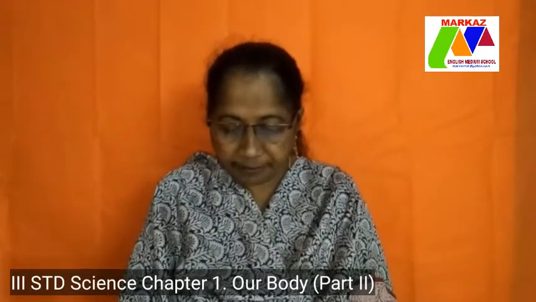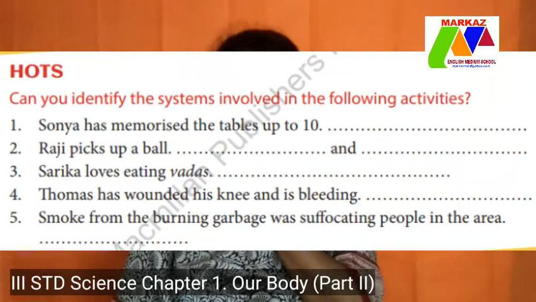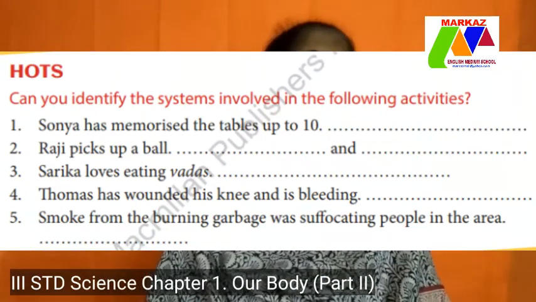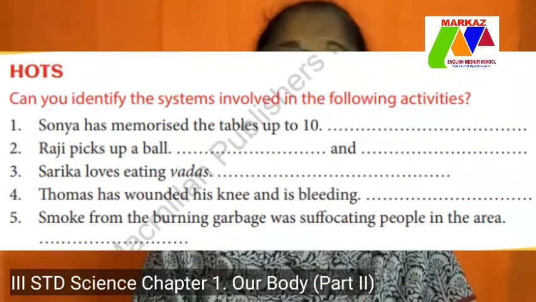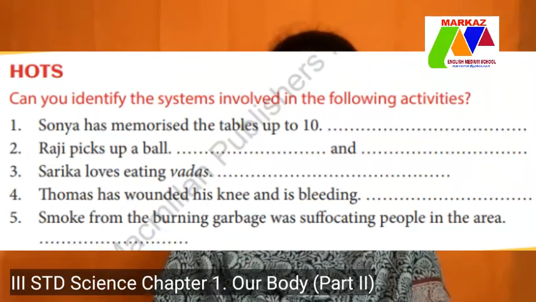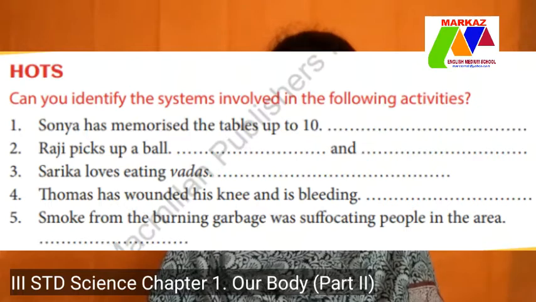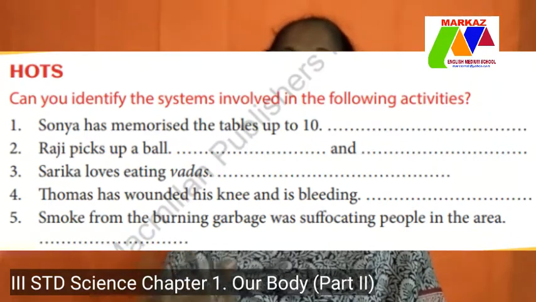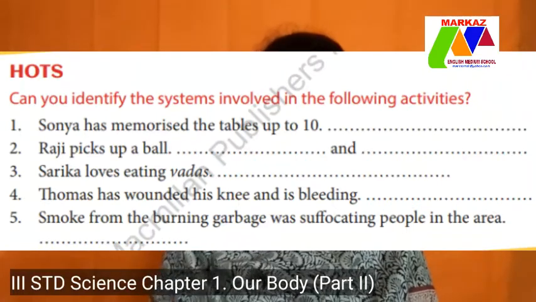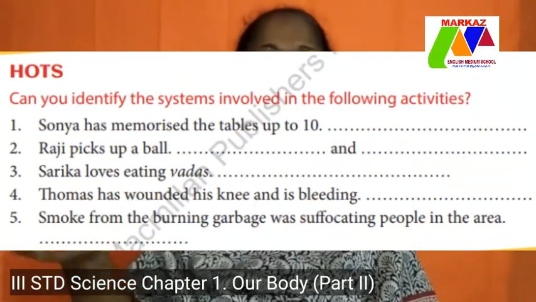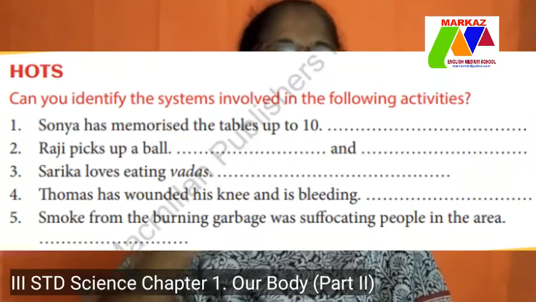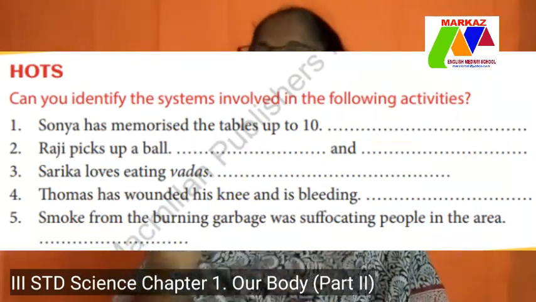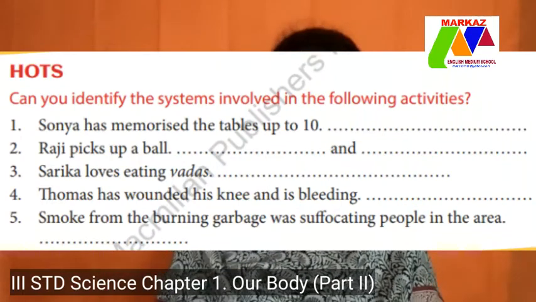HOTS. Can you identify the system involved in the following activities? Sonia has memorized the tables up to 10. So that is the nervous system because it is the work of the brain. Two, Raji picks up a ball. That is the muscular system because only with the help of muscles you can pick up the ball. And of course your nervous system because the brain is sending messages to the hand to pick up the ball. So two systems, the muscular system and the nervous system.